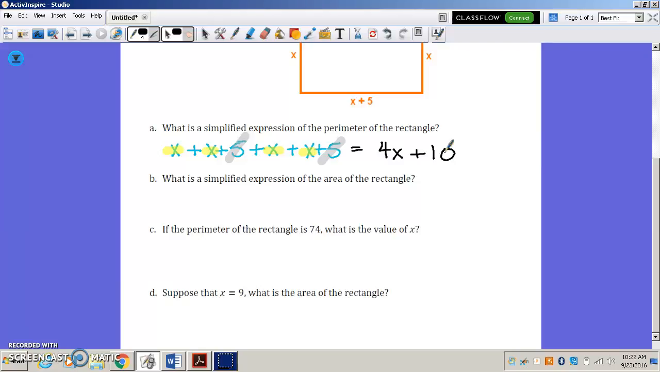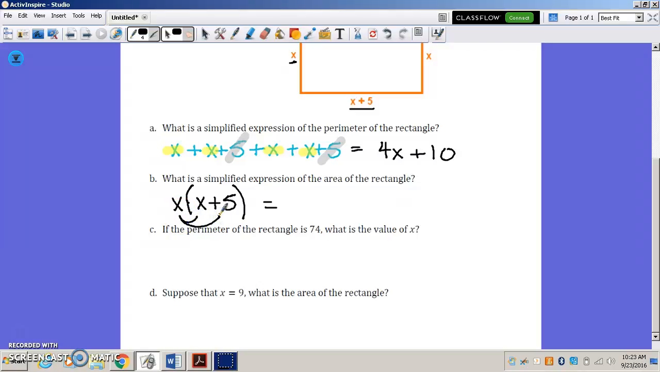Question B says, what is a simplified expression of the area of the rectangle? Well, the area is the space inside, and we know that from being the length times the width. So I'm going to write one expression down, and then I'm going to simplify that. The expression is x times x plus 5. The common mistake is to write it like this, x times x plus 5. But that's not going to work for us because order of operations says we need to multiply first before we add, but we're actually multiplying x times all of x plus 5. So I'm going to put this x plus 5 in parentheses. And when I simplify this, I'm actually going to distribute x through.